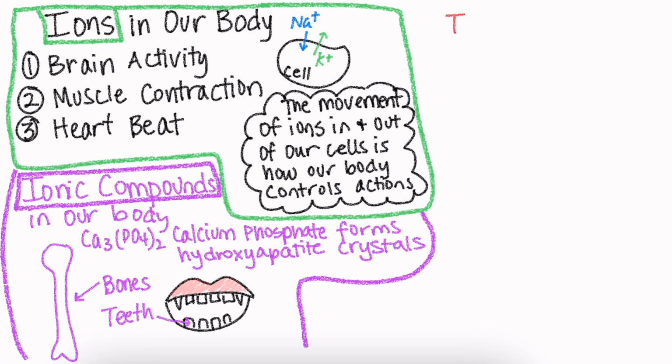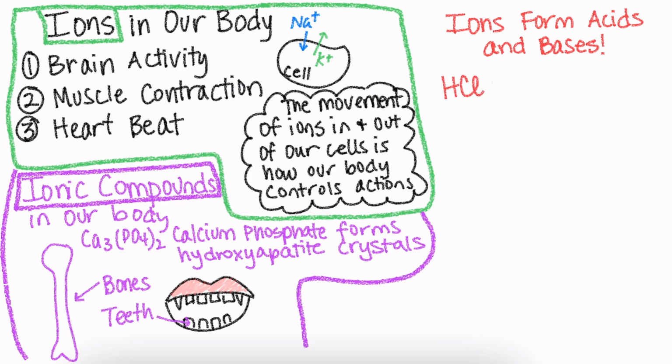Another role of ions in our body is that ions form acids and bases. Some important examples that you'll learn about in anatomy and physiology. 1, hydrochloric acid. This is produced by our stomach, and it helps to begin the digestion process and also to destroy pathogens or things that could make you sick.